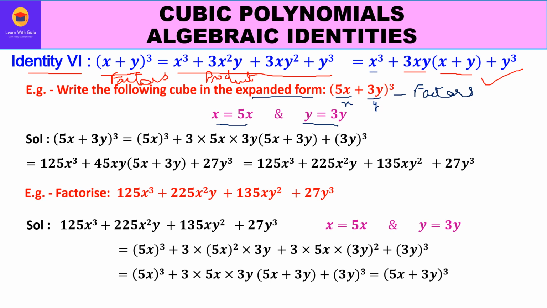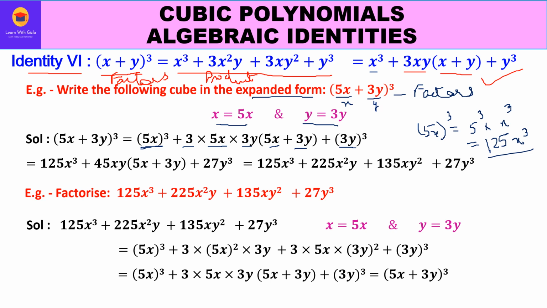So the product says x cube first, that is (5x) whole cube. Then it says 3xy, so 3 into x, x is 5x, into y, y is 3y, in bracket x plus y, that is (5x plus 3y). And plus y cube, and y is 3y, so (3y) whole cube. Now further solve it. When you are doing (5x) whole cube, it means that you have to find 5 cube also and x cube also. So 5 cube is 125 and x cube you will write x cube.